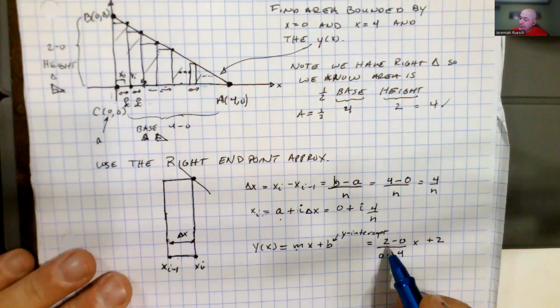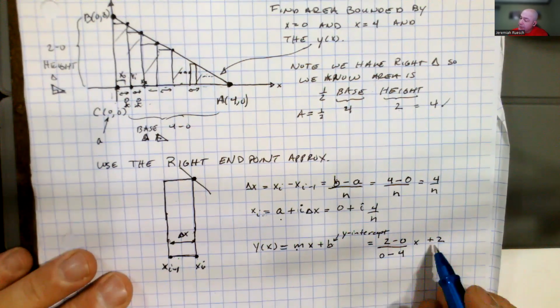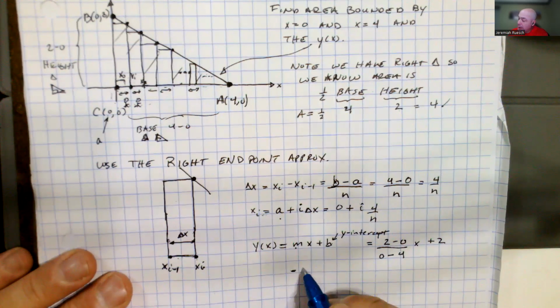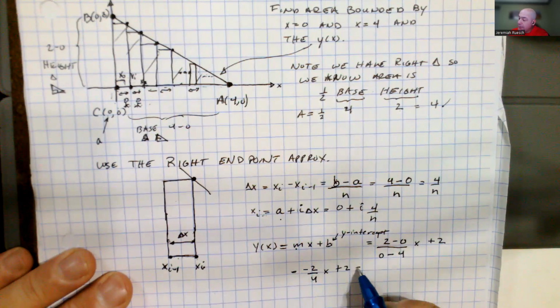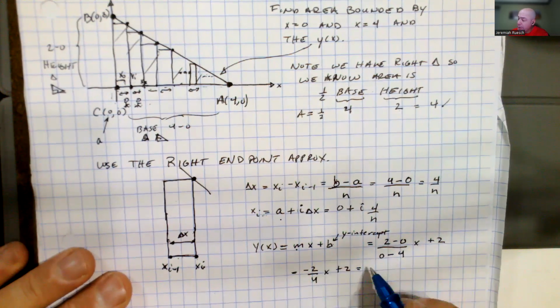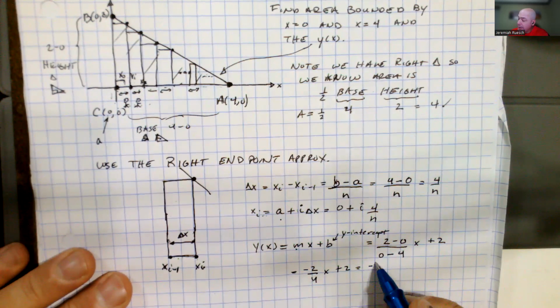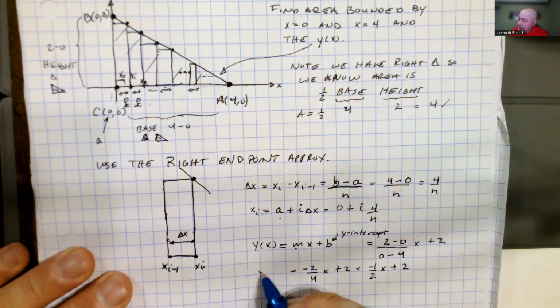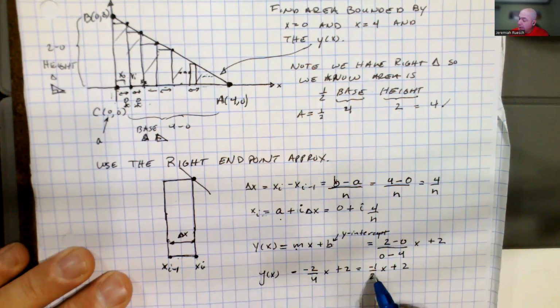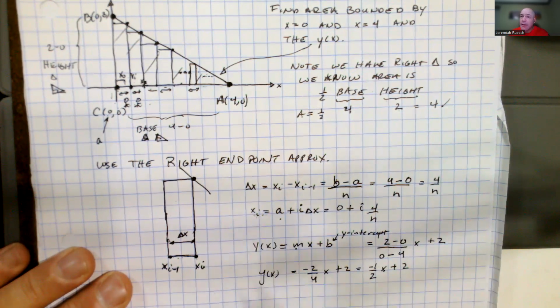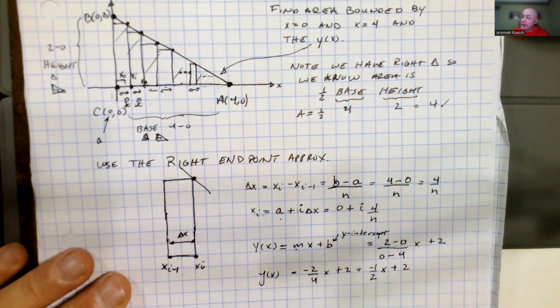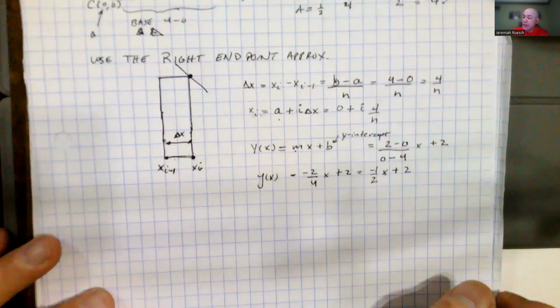So that leaves 2 minus 0 over 0 minus 4, which is equal to, of course, negative 2 over 4, x plus 2. And I can simplify this a little bit because each of them are divisible by 2, a 2 and a 4. That becomes negative 1 half x plus 2. So that's our height. That's what determines our height. And so now that we know this x is going to be replaced by this xi to determine the height of an arbitrary rectangle.